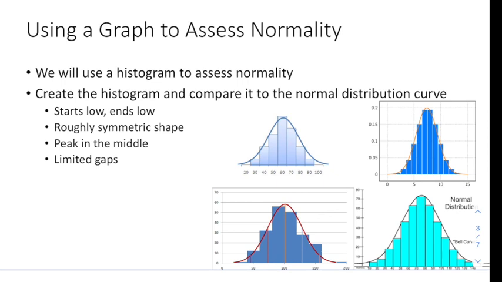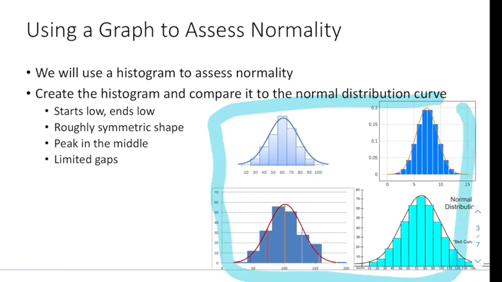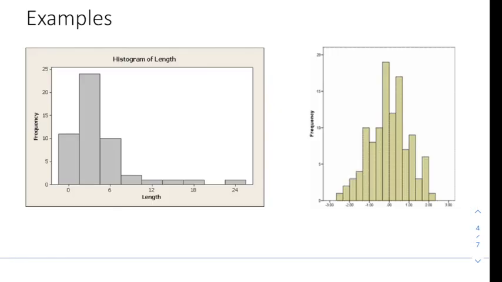The first technique for assessing normality is to use a graph. This is easiest with a histogram. When we look at a histogram, we're looking for it to start low, end low, have a roughly symmetric shape, and peak in the middle with limited gaps. Each of these graphs here on the right show histograms of data that comes from a normally distributed population. Now there is some gray area in statistics, so not all of these answers are going to be easy, but the examples we show you, we do try to be a little bit more dramatic.